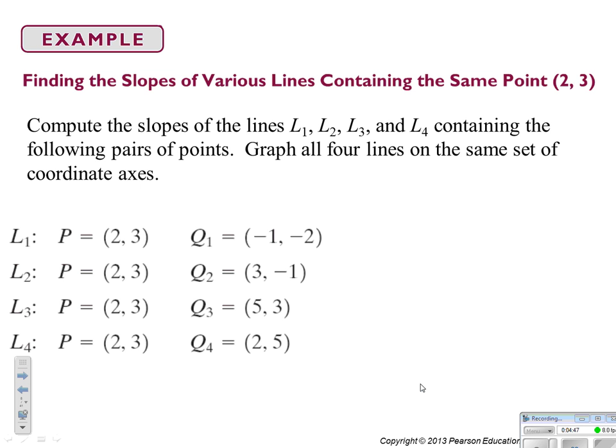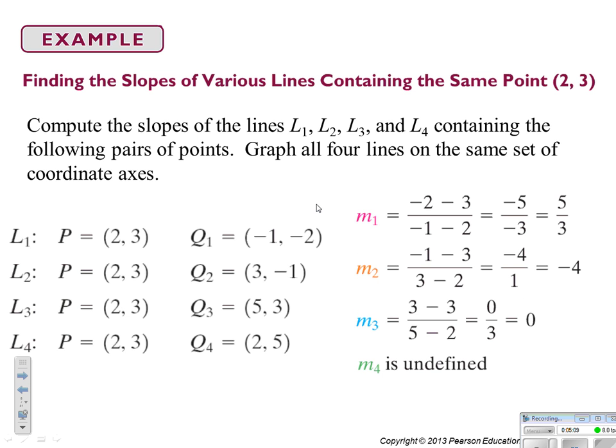Compute the slopes of lines L1, L2, L3, and L4 containing the following pairs of points. Graph all 4 lines on the same set of coordinate axes. If you look, all the P's are the same. They're all (2, 3). And the Q values are the ones that change. So if you're calculating the slope, it's y2 minus y1, -2 minus 3, over x2 minus x1, -1 minus 2. And you get -5 over -3.